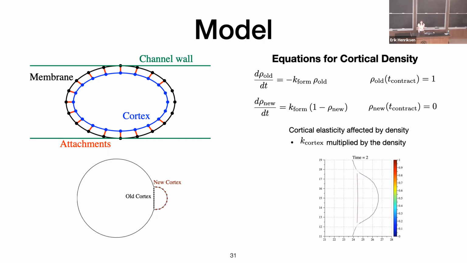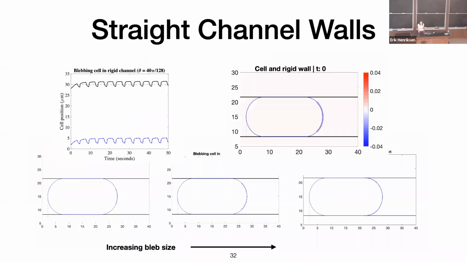You can see the bleb expands and then retracts. And this is the density of the cortex, low for the new, and then it increases over time. It will retract once this gets to a certain value. So you have these cycles of expansion and retraction. I'll show you some movies.